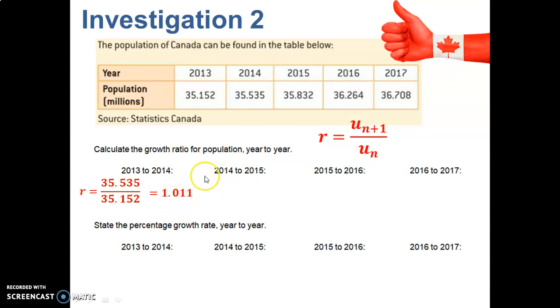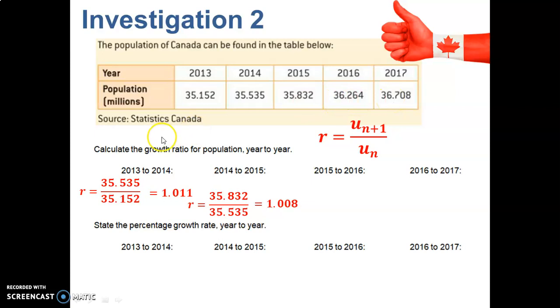All right, do that for 2014-15. So for the next 2 years, we divide those two values. So divide this one by this one, and we get a growth ratio of 1.008. So maybe now at this point you're thinking, oh wait, the ratio is not the same. Therefore, this is not a geometric sequence. Therefore, I can't continue. But that's not true.